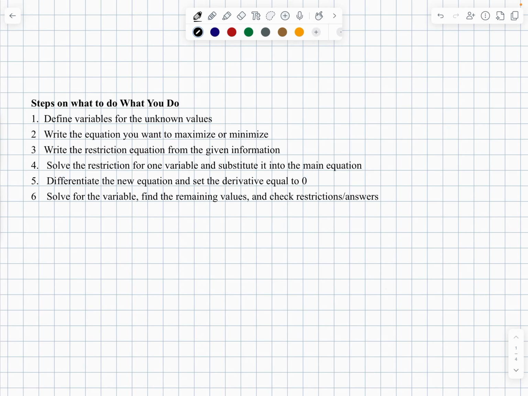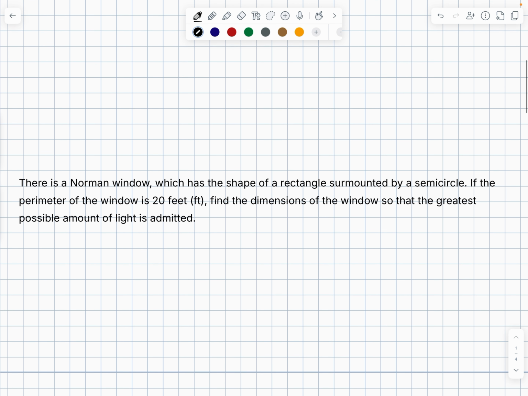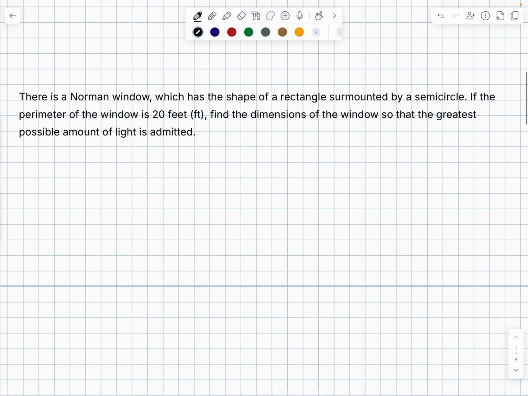So these are the general steps on what you do to solve optimization questions. The hardest part is usually figuring out the equations, like knowing the formulas and such. But once you figure out the equations, everything else will be easy. Now I'm going to get into the question here.